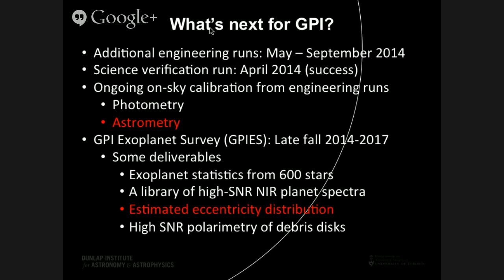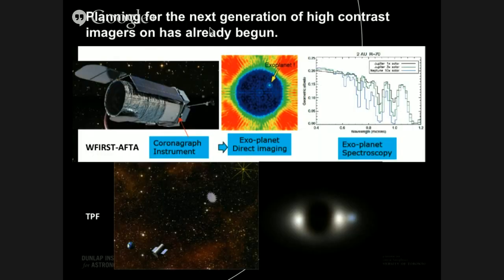So what comes after GPI? What's next on the horizon? So planning has already started for the next generation of high contrast imagers. We're always planning for 10 or 20 years in the future. So a lot of this planning is being done for space-based missions. So for instance, the WFIRST mission, they've decided they're going to have a coronagraph in it so that they can do exoplanet imaging. They're hoping to actually look at basically reflected light from things like super Earths. And so here's a simulated image of what they might see.